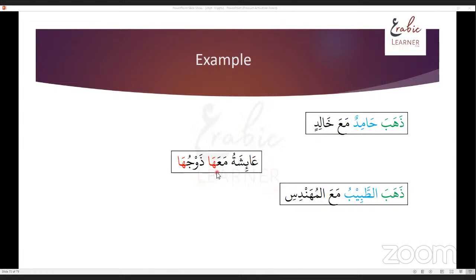Okay. Ma'aha is Mutalliq bil khabar. Well done. Sister Amina and others. And yes, mubtada muakhar in this small sentence. And the mubtada is zawjuha. Good. Is this clear, brothers and sisters? Anyone who did not understand, you can ask me a question now.